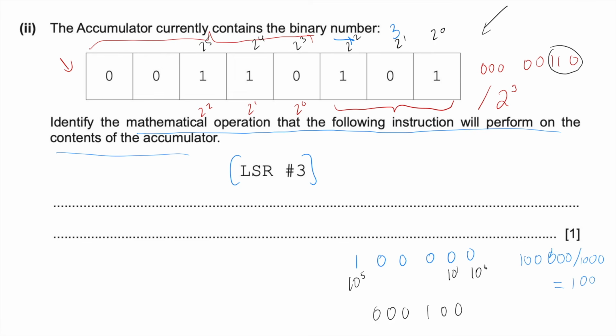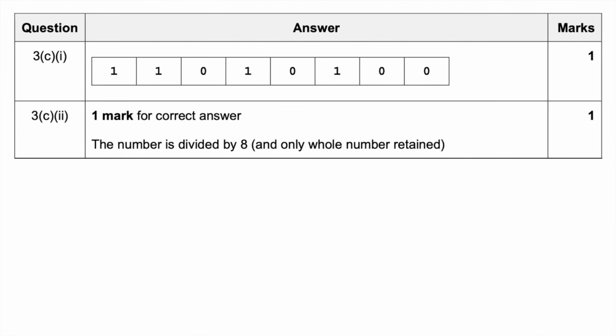Now 1,000 also happens to be 10 to the power of 3. Does this make a little bit more sense now? So in this case, we would be dividing by 1,000. In this case right up here, we'd be dividing by 8. So the mathematical operation will be dividing the original number. If we check our answer, it looks like that's the correct answer.